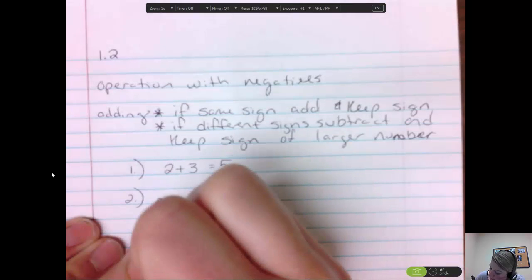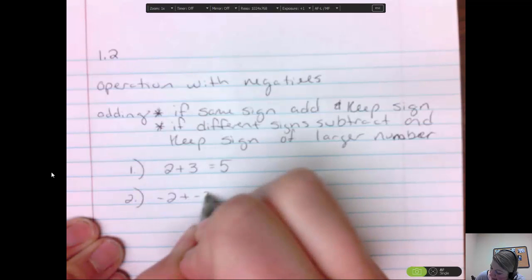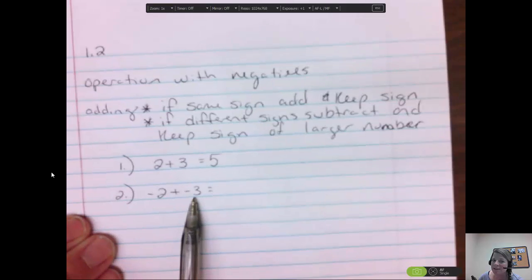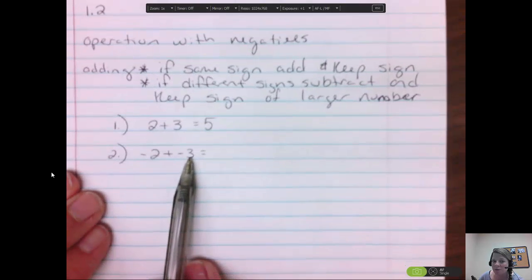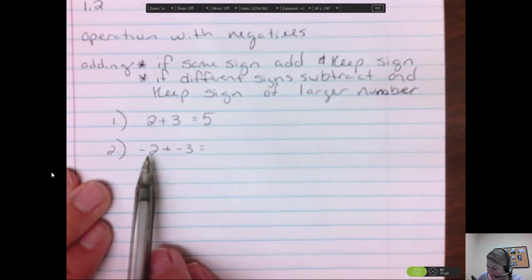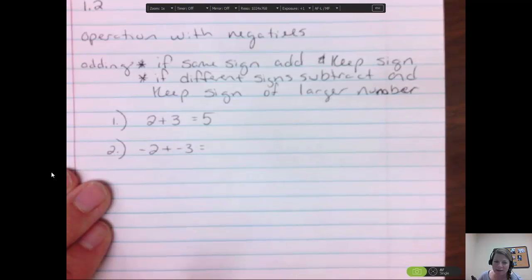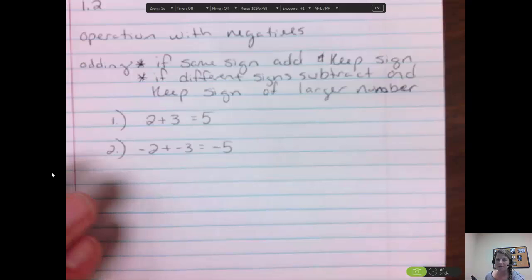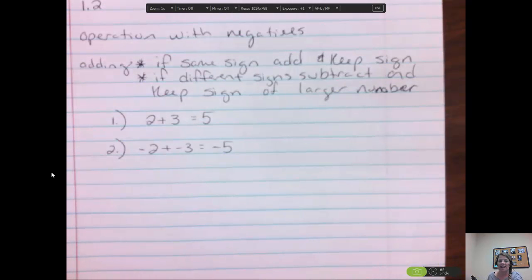But what happens if they would have been both negative? And this could have been written with a parenthesis around the negative 3. Some books write that, some don't. But what am I going to get when I have negative 2 and I add negative 3 more? I'm going to get negative 5. So I got to add up all my negatives to get negative 5.